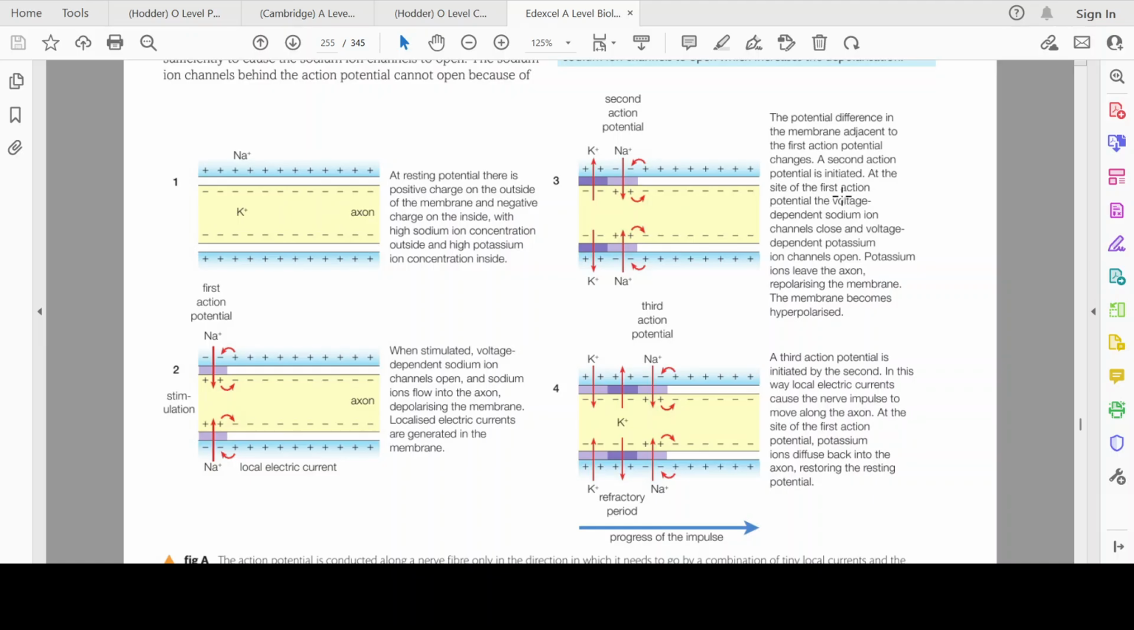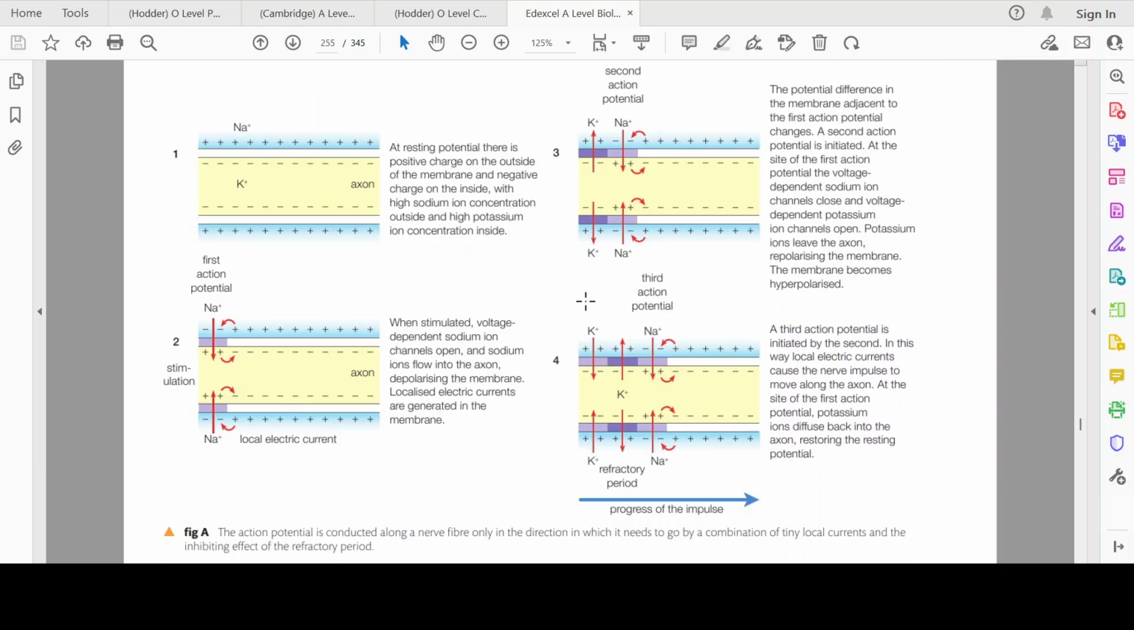And at the site of the first action potential, the voltage dependent sodium ion channels close, so they're not allowing any more sodium to move in. The voltage dependent potassium ion channels open, so that's the refractory period where they're pumping everything out. Potassium ions leave the axon, repolarizing the membrane, and the membrane becomes hyperpolarized, the overshoot that I talked about yesterday, right? It's also called hyperpolarization.